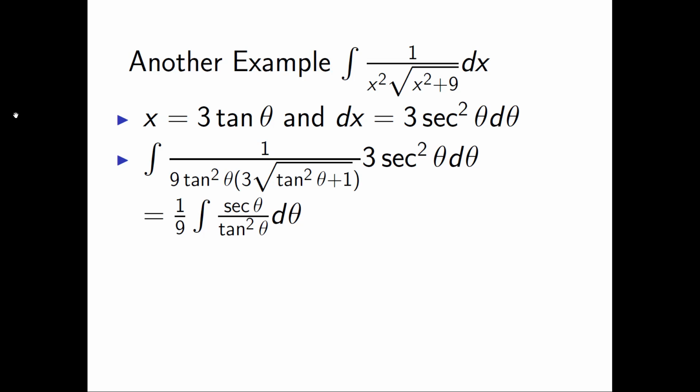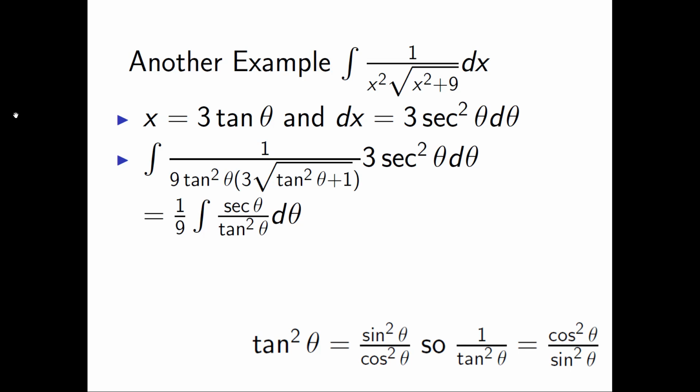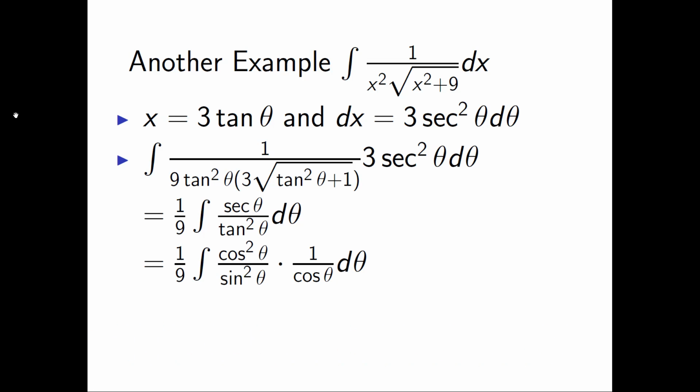Okay, well, still not quite sure how to integrate it. Remember, tan squared is sine squared over cosine squared. But because the tan squared is in the denominator here, we'll sort of flip that. So we're going to get cosine squared over sine squared. Secant is 1 over cosine. We can cancel the cosine squared with the cosine. So we just get cosine theta over sine squared theta d theta, with a 1/9 outside. Okay, well, how are we going to do this?